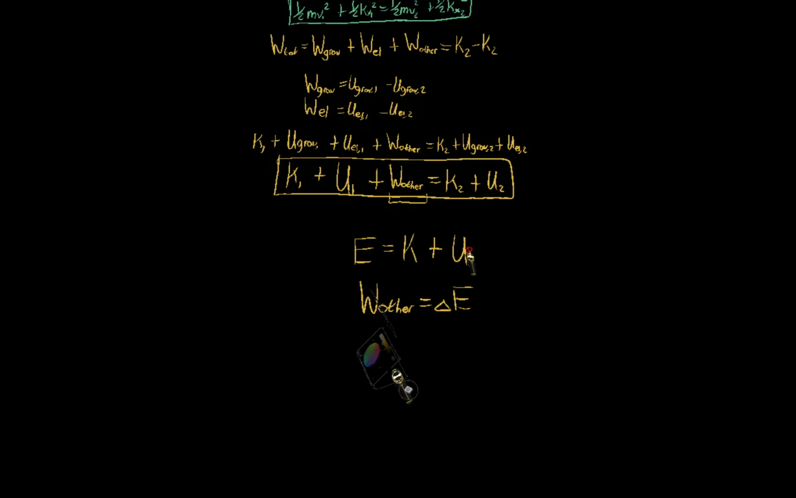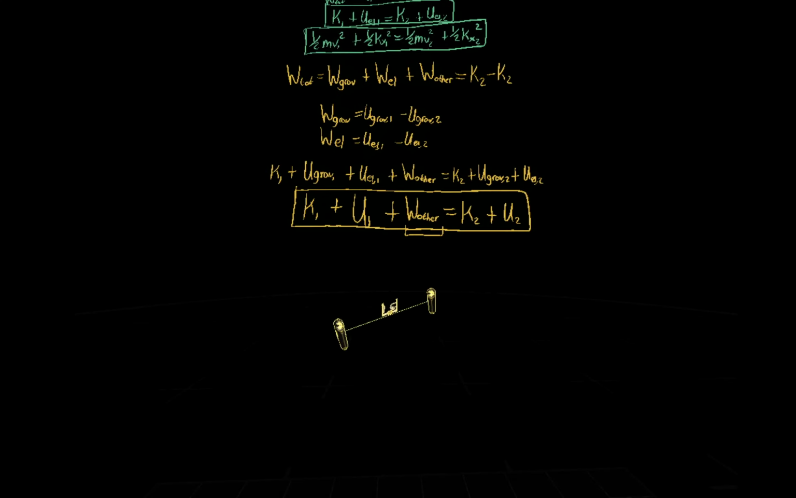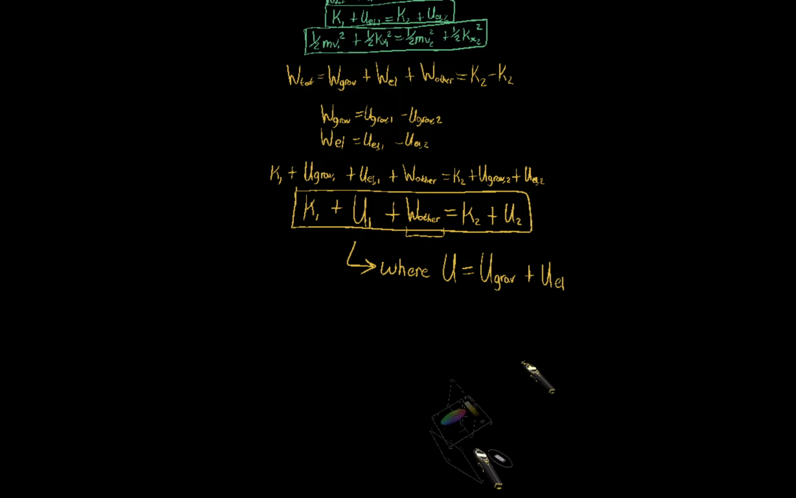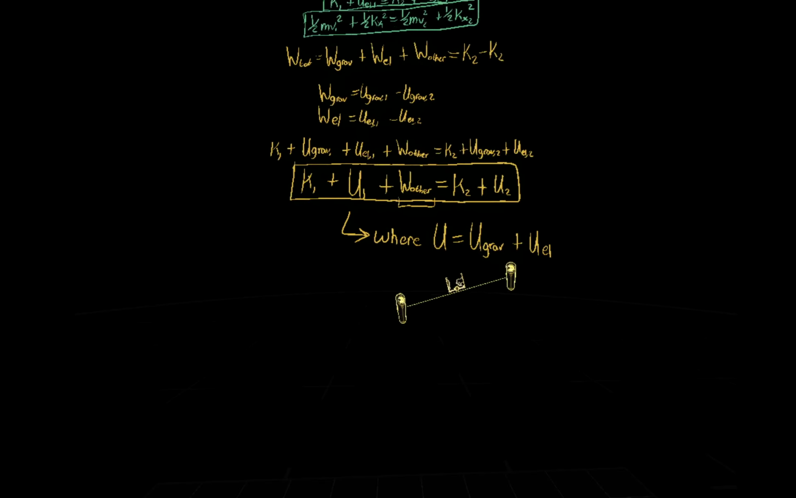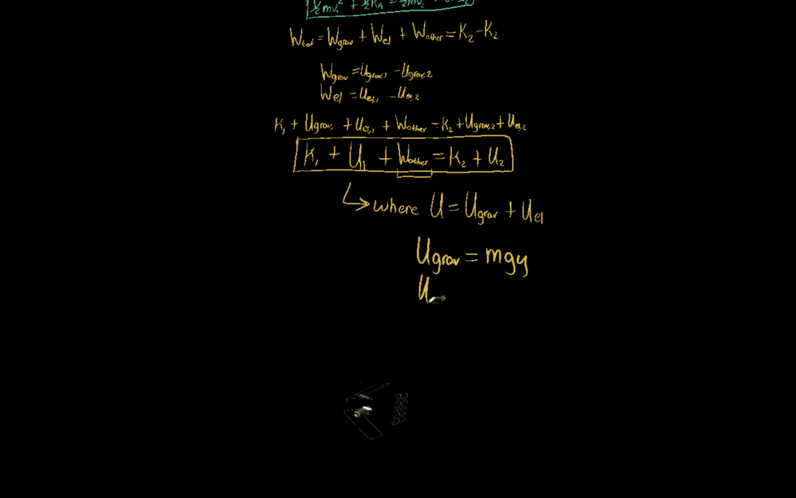If we want to write out more explicitly what's going on here, we can say where U is equal to U grav plus U elastic, and U grav is equal to mgy, and U elastic is equal to 1/2 kx squared.